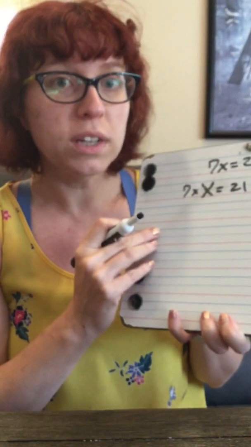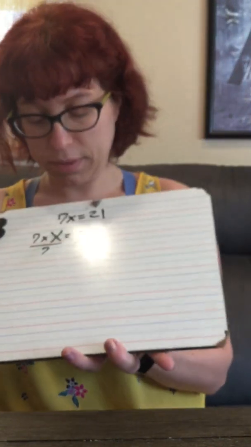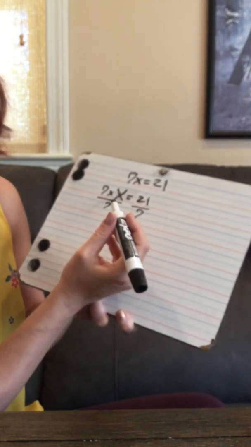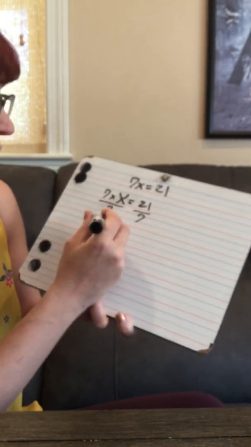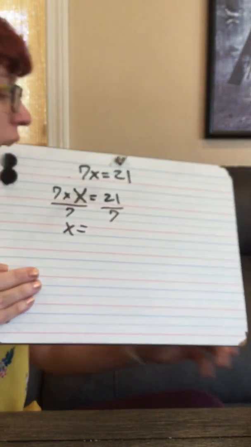Now, in order to get rid of the 7 on this side, we need to divide. So we're going to divide by 7 on this side and divide by 7 on the other side. Okay, that's a division. So 7 divided by 7 is 1. 1 times x is just x. So x equals 21 divided by 7.